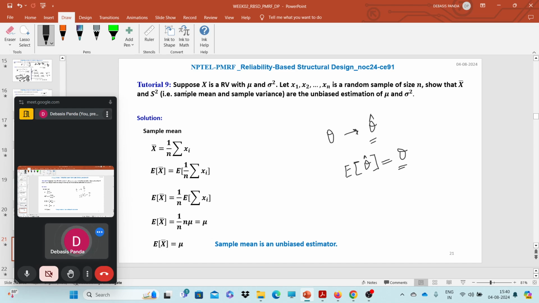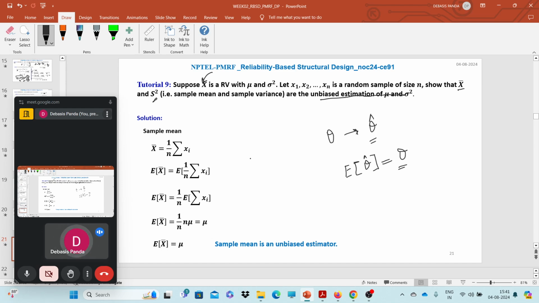Here the tutorial says, suppose x is a random variable with two parameters mu and sigma square. That means x follows a normal distribution, and x1, x2, ..., xn is a random sample of size n drawn from the population, which has a sample mean and sample variance. Now the problem says, show that the sample mean and sample variance are the unbiased estimators of mu and sigma square.